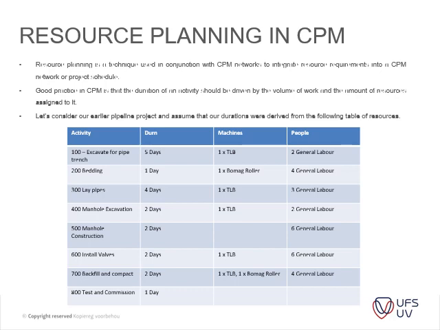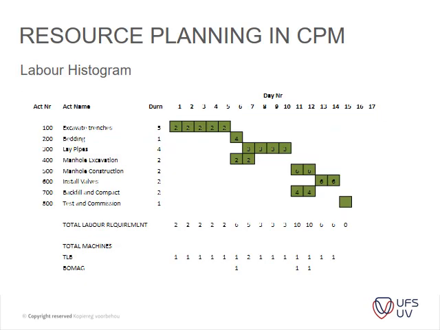Okay, so here we've got a scenario. Let's consider our earlier pipeline project, and assume that the durations were derived from the following sources. So you've got 1, 2, 3, 4, 5, 6, 7, 8 activities with the durations, with the machinery needed, and then the amount of labor resources that they need. Okay, so this is nicely drawn out, nicely visualized. So it's the same process as the previous example.